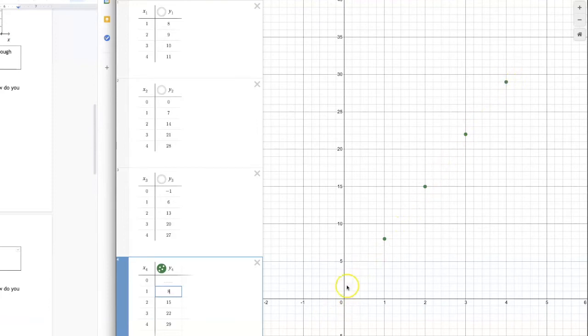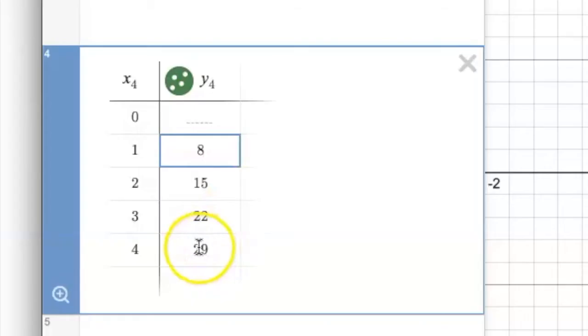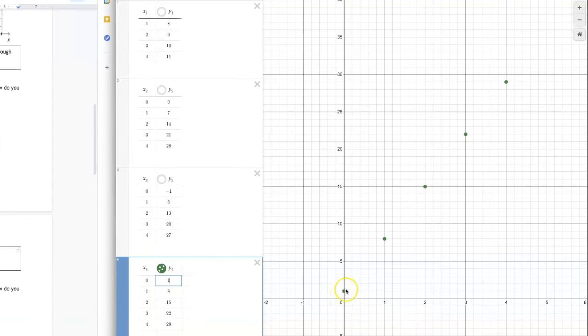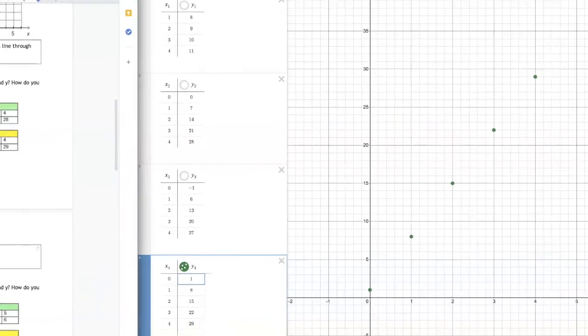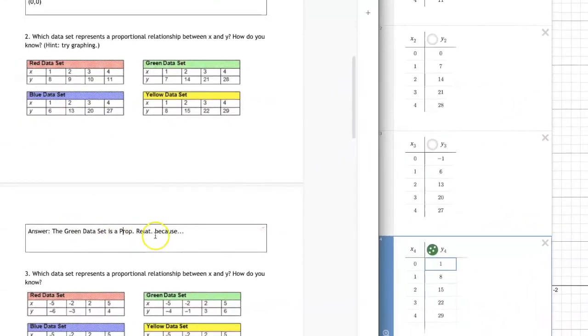It might go just above 0. Let's double check. 29 minus 7 will be 22. Minus 7 is 15. 15 minus 7 is 8. 8 minus 7 is 1. So that's not going to go through 0, 0. So yellow is also not a proportional relationship. So the only one that is the green data set.